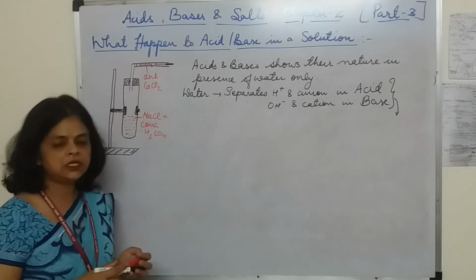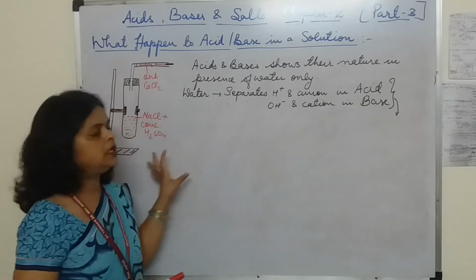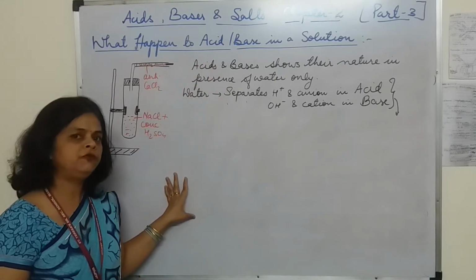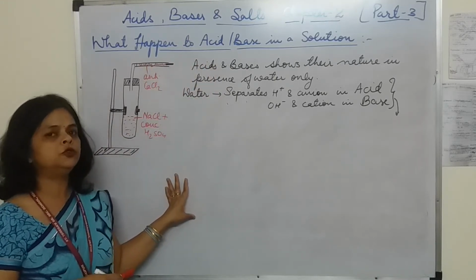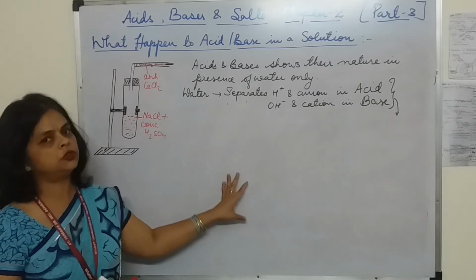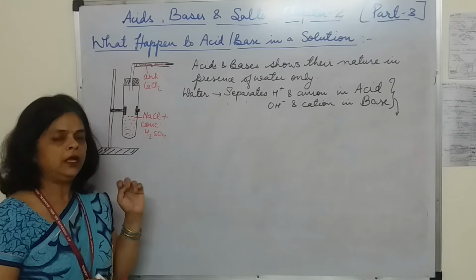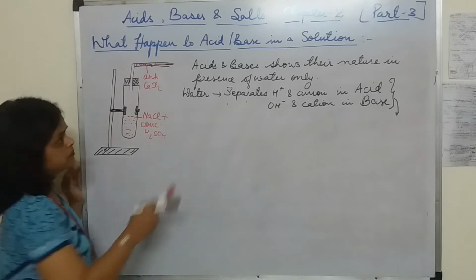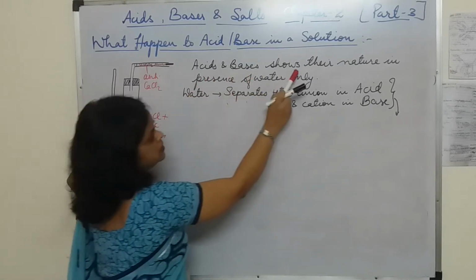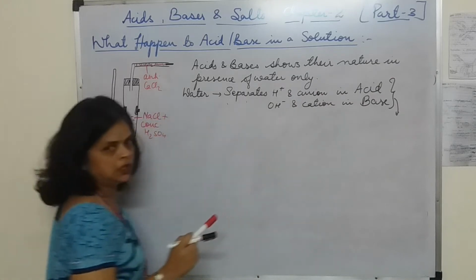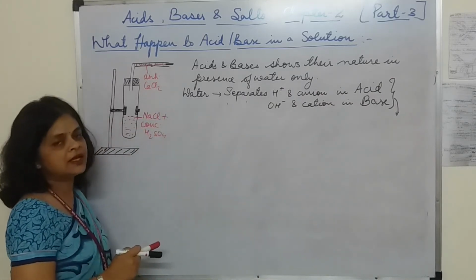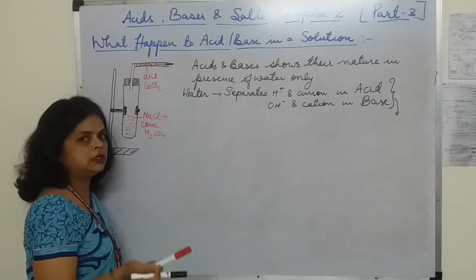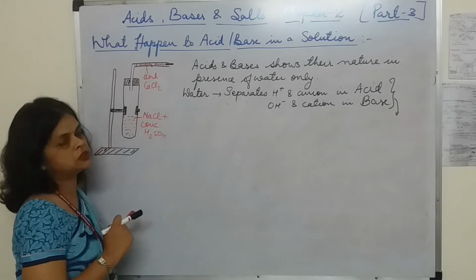As students, we had already seen and discussed this, but here by means of an activity we will prove it. What happens when acid is dissolved in water? We had already discussed that according to the Arrhenius concept, acid dissolves in water to produce hydrogen ions and the corresponding anion, and similarly bases also produce ions. So here I have written a sentence: acids and bases show their nature in the presence of water only. Without water, they cannot be called acid or base because their separation into hydrogen ion and the anion will take place only and only in the presence of water.